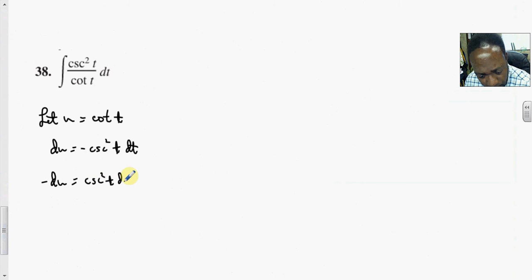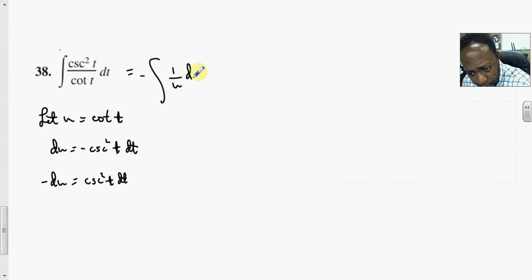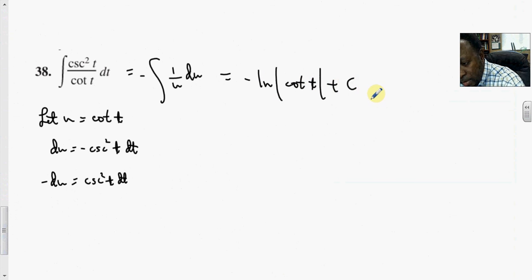So negative du represents our numerator, cosecant squared t dt. So this is negative times the integral of 1 over u du. The 1 over u just represents 1 over cotangent t, and negative du picks up the cosecant squared t dt. This is negative times the natural log of the absolute value of u, where u is the cotangent t, plus the constant c.